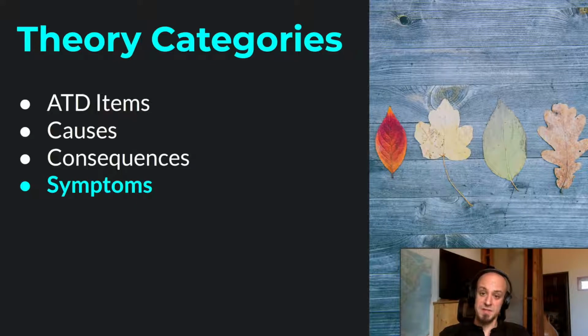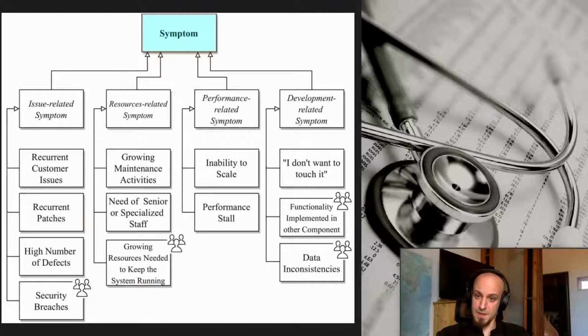Regarding the symptoms, rather than being consequences per se, symptoms can point to the presence of an architectural technical debt item, especially if symptoms co-occur. And here we see issue-related symptoms, such as, for example, recurrent customer issues or recurrent patches or a high number of defects. Then resources-related symptoms, such as the need of senior or specialized staff. Performance-related symptoms, and development-related symptoms, such as developers simply saying, I would rather not touch that component.